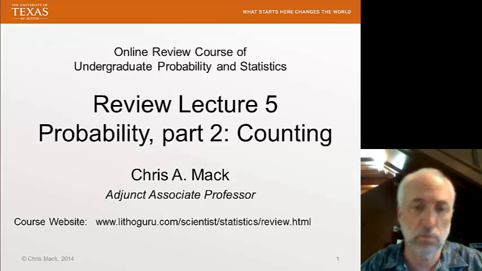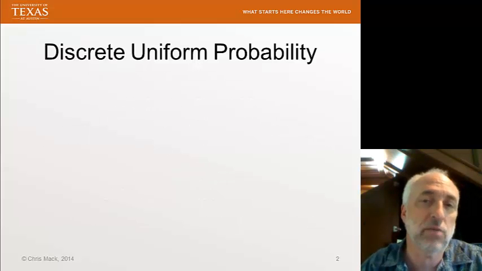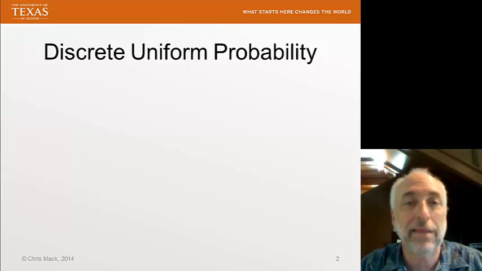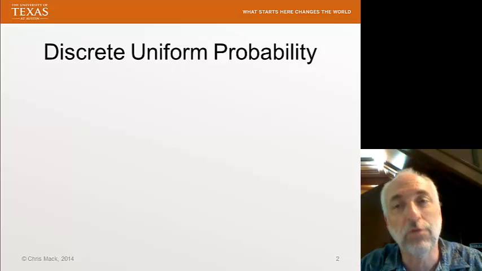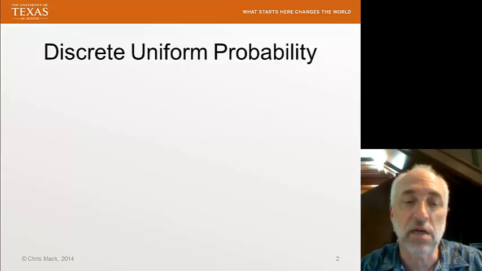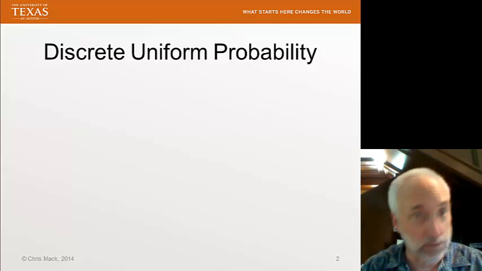But first, why are we talking about counting? We're talking about probability, aren't we? Well, there is something called the Discrete Uniform Probability Model, which is very common and very useful in some circumstances.